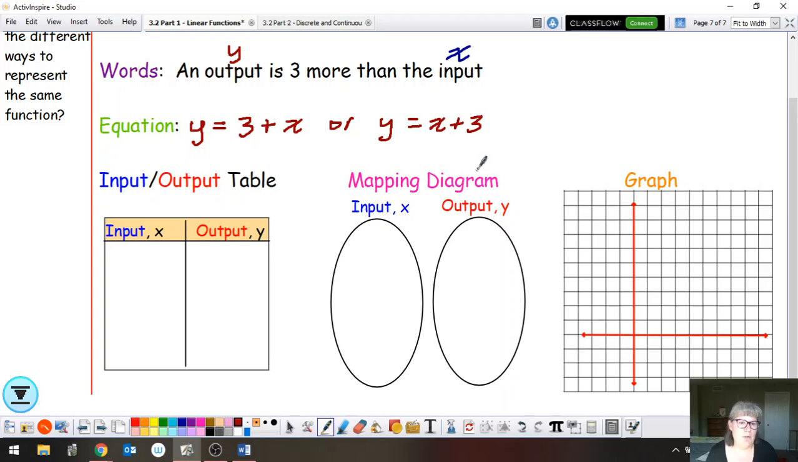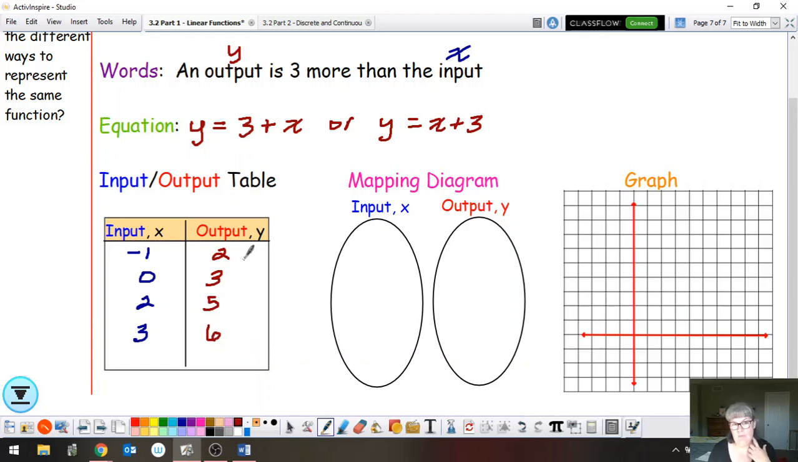I can use an input-output table to represent that. And let's just pick some values for the input. Let's use -1, let's use 0, let's use 2, and let's use 3. So I would use these values, put them in for x to get my output. So -1 plus 3 is 2. 0 plus 3 is 3. 2 plus 3 is 5. 3 plus 3 is 6.